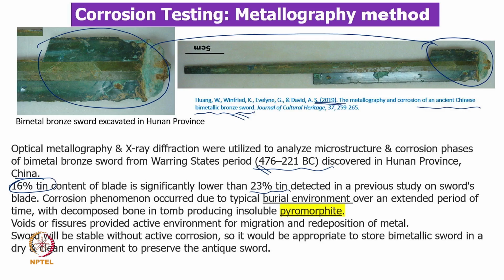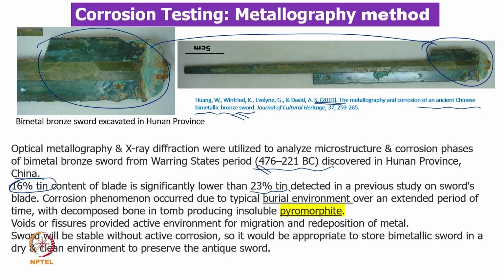Another possibility is that there is a lot of variability, some sections will give 23% tin, some sections will give 16% tin. So, it means there were some drawbacks in the casting method, some drawbacks in the manufacturing method, and by that time they did not know how to make a homogeneous mixture, or how to homogenize the overall composition of the sword. So, that is what they express.